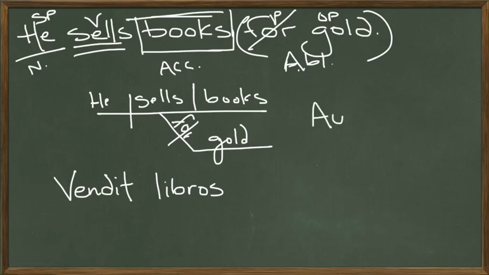The word for gold in Latin is aurum. If you know anything about the periodic table, you'll recognize that AU there. AU is the symbol for gold on the periodic table. Vendit libros aurum. But we can't say aurum. We've got to put it in the ablative case, right? Because price goes in the ablative case in Latin. So we're going to change the UM to O. And the sentence is done. Vendit libros auro. He sells books for gold.